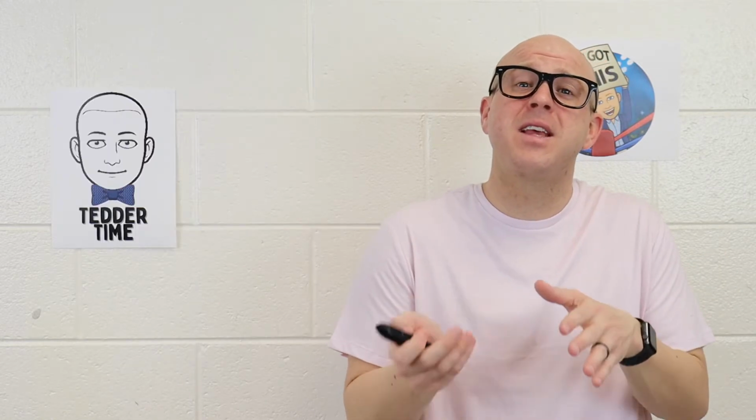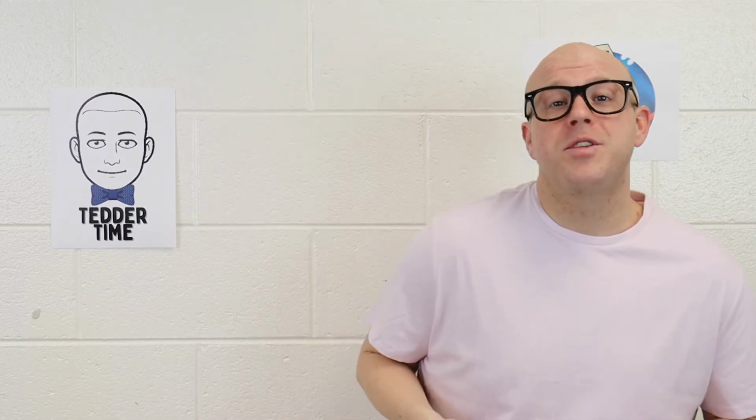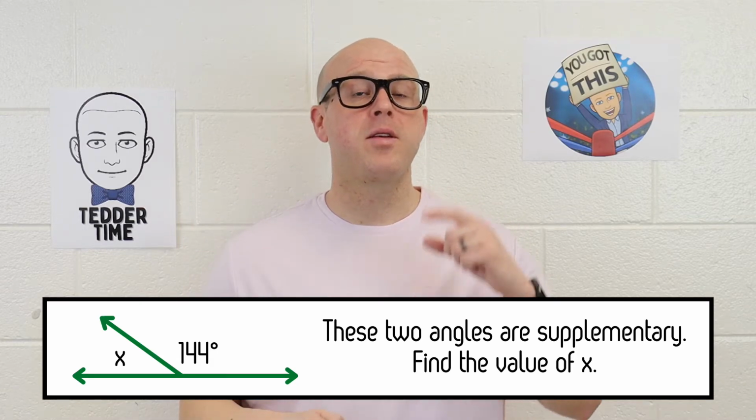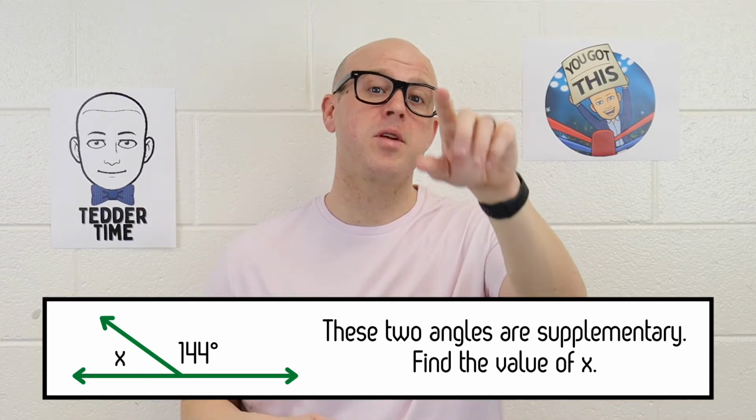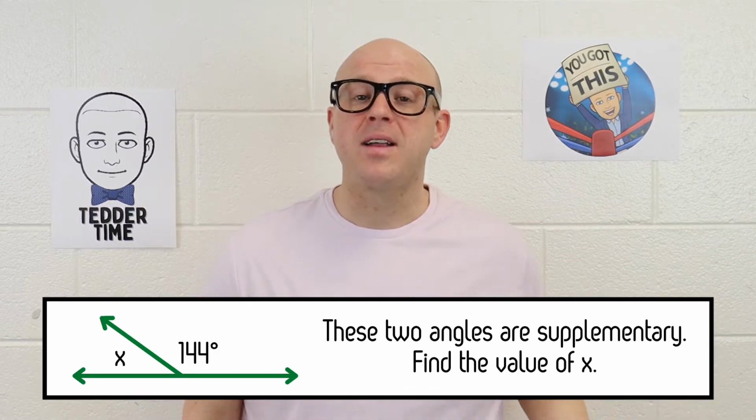So how we do this is we try to find two numbers that add up to 180 for supplementary and two angles that add up to 90 for complementary. What we can do is take the idea of complementary and supplementary and plug it in to solve equations. So let's look at this example. They tell us that these two angles are supplementary. In your mind, when you see the word supplementary, know they add up to 180. They tell us find x.